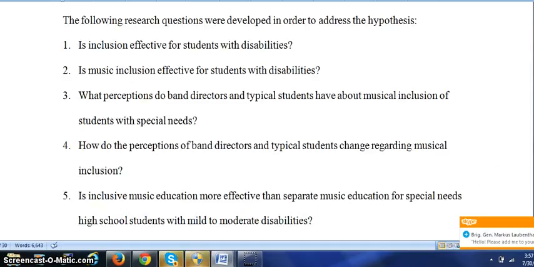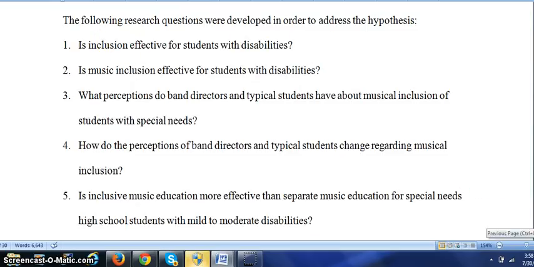Okay, the following research questions were developed. Is inclusion effective for students with disabilities? Again, the word effective indicates that this could be quantitative. It is not. It's a qualitative study. So maybe this one should be eliminated.